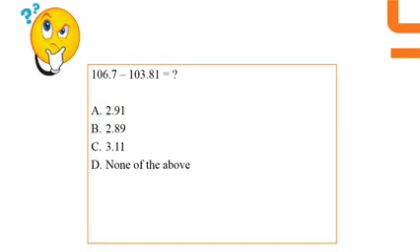This is a very simple question. 106.7 minus 103.81. You'll be thinking, what is so special about this question, right? This is just normal subtraction. You can do it and get the answer in a few seconds.